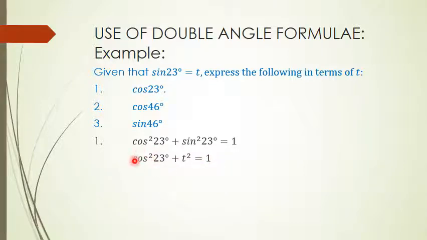Then making cos squared 23 degrees the subject, we obtain cos squared 23 degrees equal to 1 minus t squared, and then taking the square root both sides and observing that 23 degrees is in the first quadrant. Therefore cos 23 will be positive, so we take only the positive square root. That gives us cos 23 equal to the square root of 1 minus t squared.